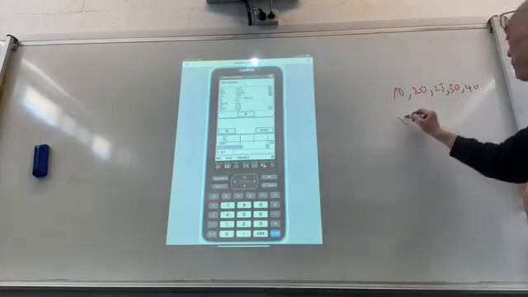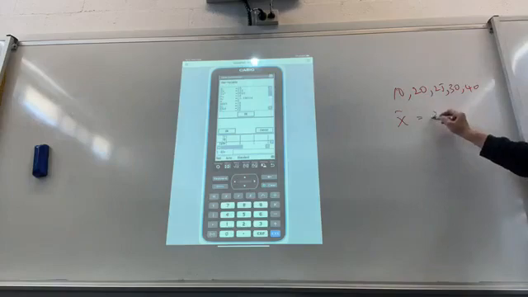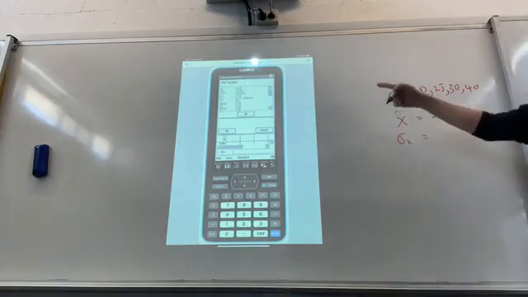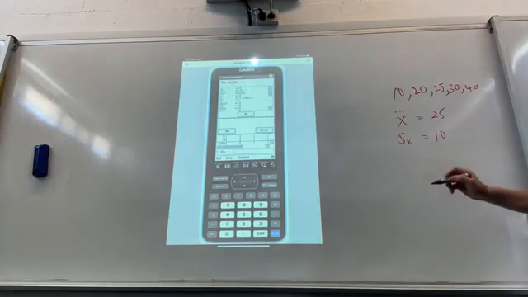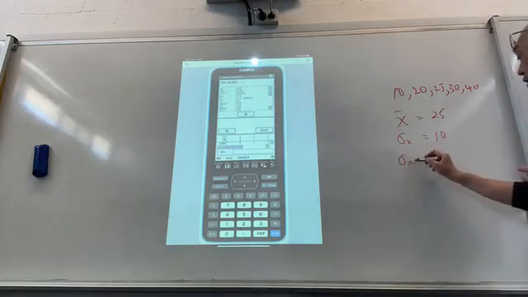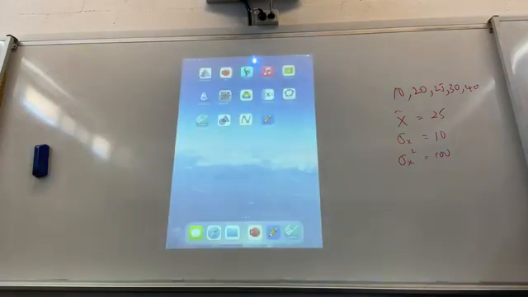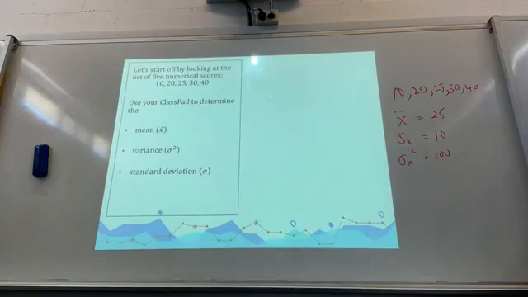x bar from your class pad becomes 25. Sigma x, which is your standard deviation, is 10. So, variance is sigma x squared. Therefore, it's 100. Alright? So, you must know how to work that out. Alright, now, back to the lesson. So, you do know from your calculator what the mean, the variance, and the standard deviation is.